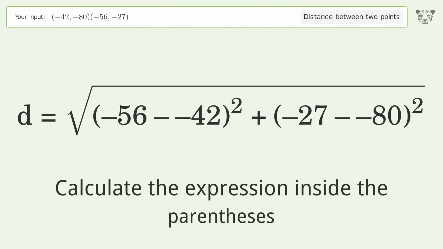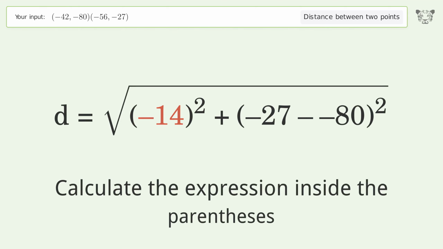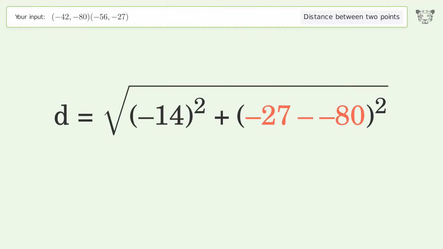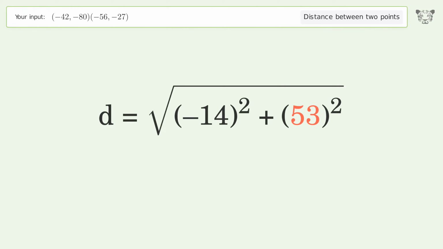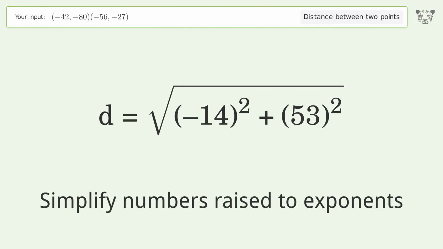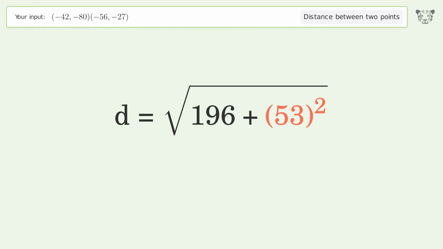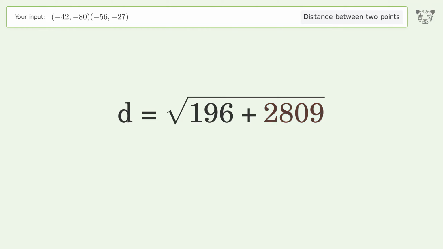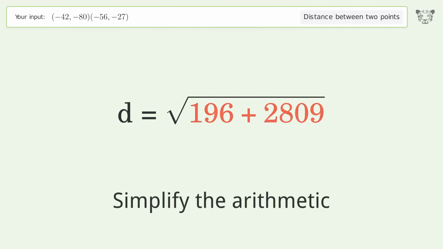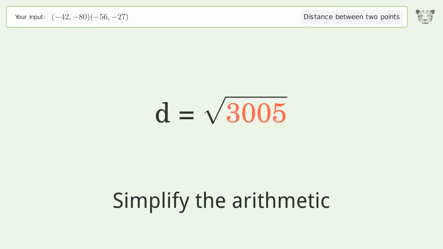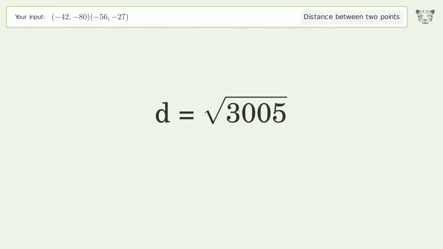Calculate the expression inside the parentheses. Simplify numbers raised to exponents. Simplify the arithmetic. And so the distance between the 2 points is the square root of 3005, or 54.818.